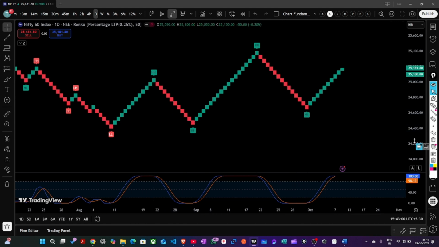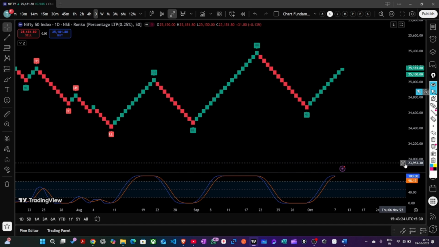Okay, how does knowing this help, right? So if you have ever tried to swim against the current, you would understand how difficult it is, right? Similarly, the same goes in trading as well.